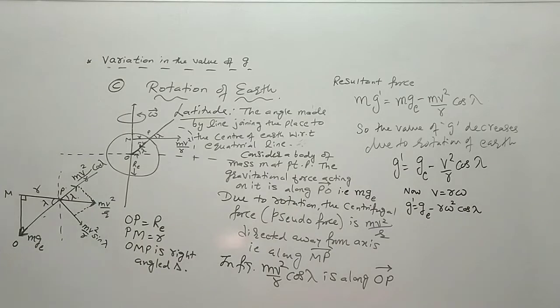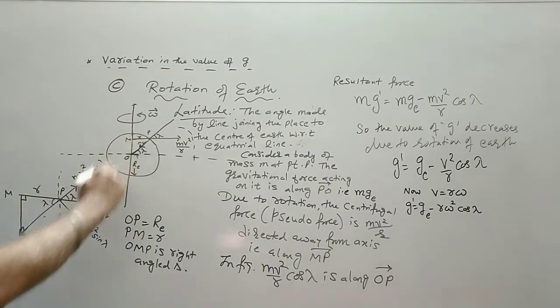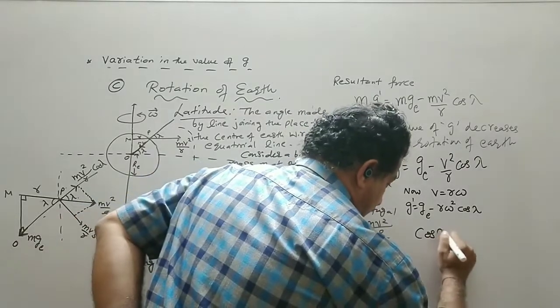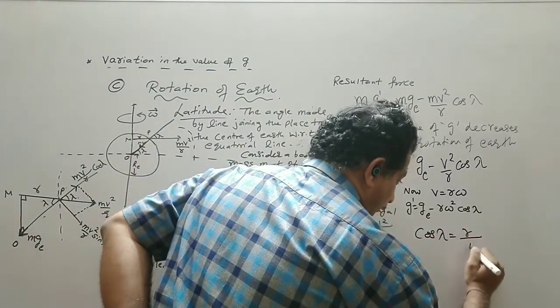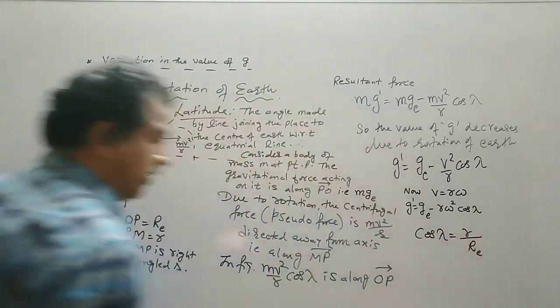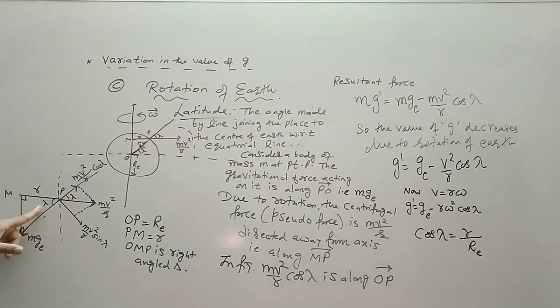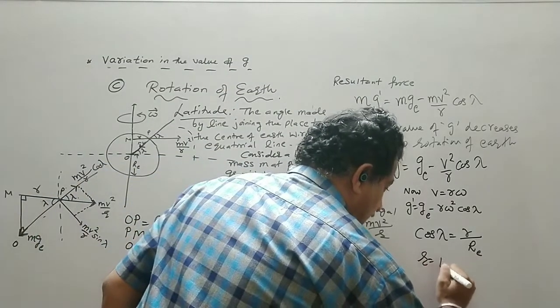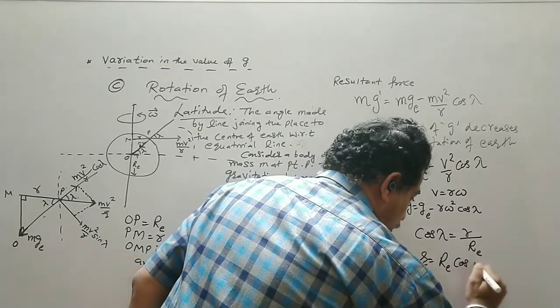So g dash is equal to g_e minus, we substitute v is equal to r omega. Now we take this right angle, cos lambda. Now cos lambda is equal to adjacent upon the hypotenuse, that is the radius of the earth, R_E. So small r is replaced by R_E cos lambda.